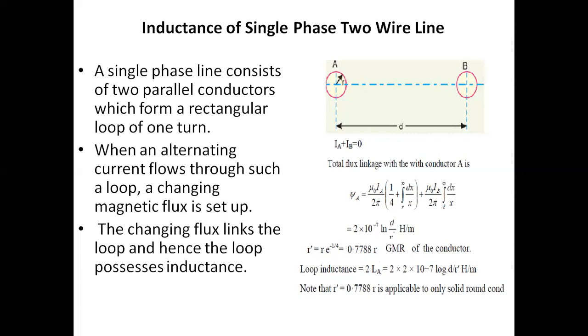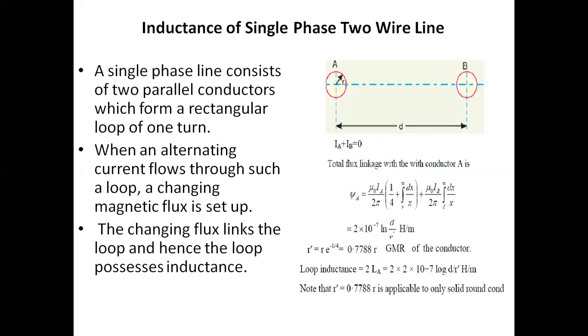Now the total flux linkage with conductor A is equal to the sum of internal flux plus external flux. So phi A is equal to mu naught IA by 2 pi into 1 by 4 plus the integration from r to infinity of dx by x. Next, for conductor B, mu naught into IB by 2 pi into the integration from 0 to infinity of dx by x. You have to simplify these equations.